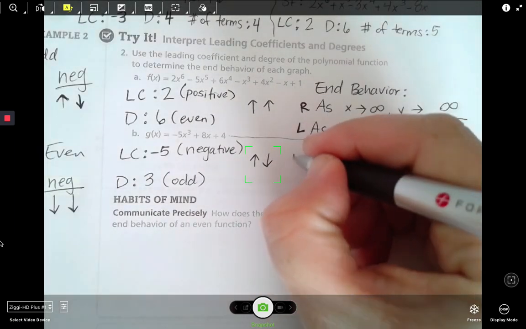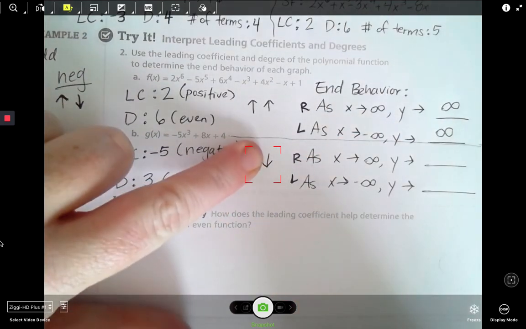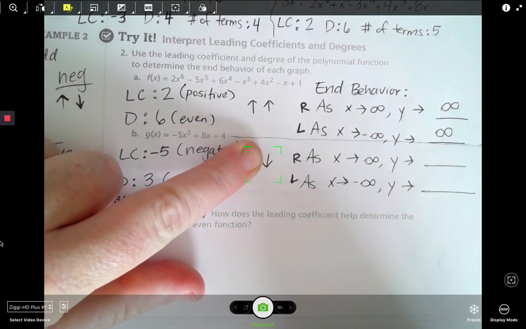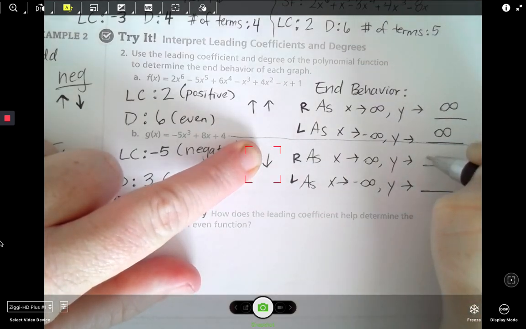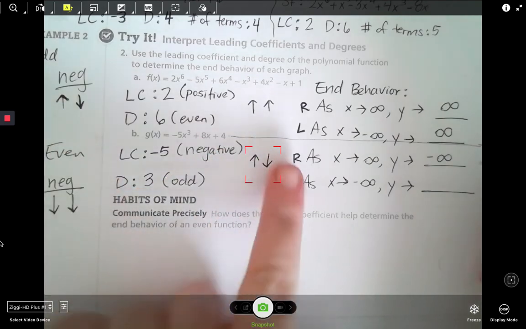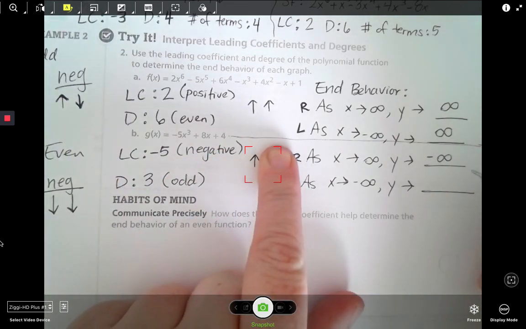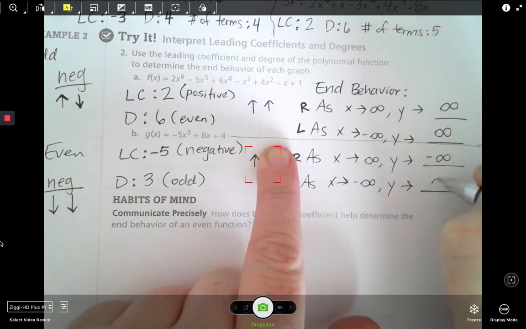So again, this is still the right side and the left side. So let's look at the right side of our graph. Is it approaching positive or negative infinity? Negative is correct. Negative infinity. And what's the left side of my graph doing? Is it approaching positive or negative infinity? Positive, because it's going up.